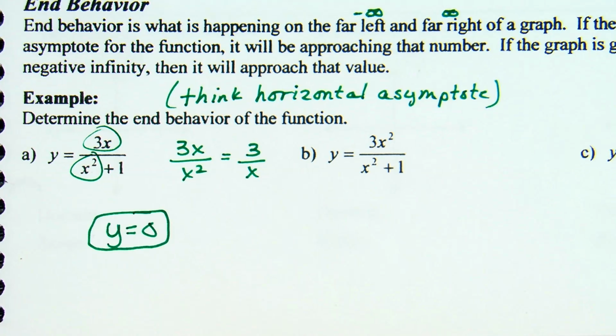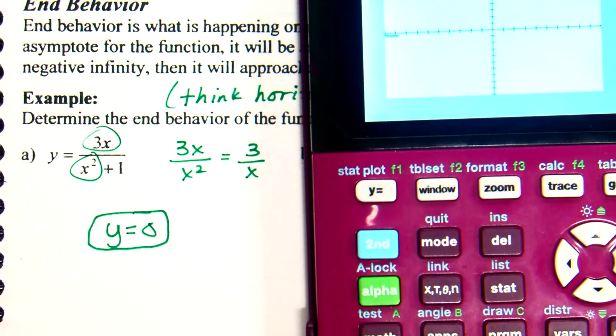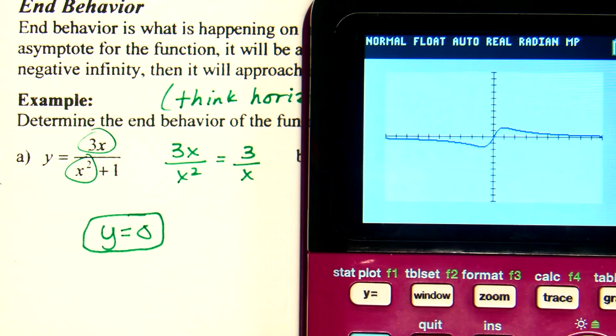3x over x squared plus 1. Notice, oops, sorry, I'm off the screen a little bit here. What is my graph getting close to or running alongside as it goes off to the left and off to the right? It's running alongside the x-axis, which is y equals 0. Here it's on the negative side, here it's on the positive side, but either way it's getting closer and closer to that y value of 0.